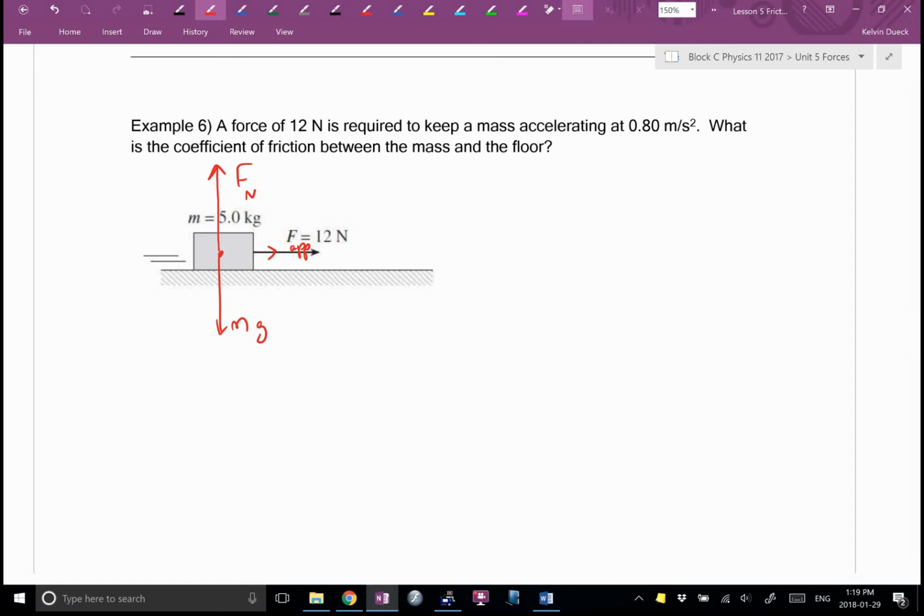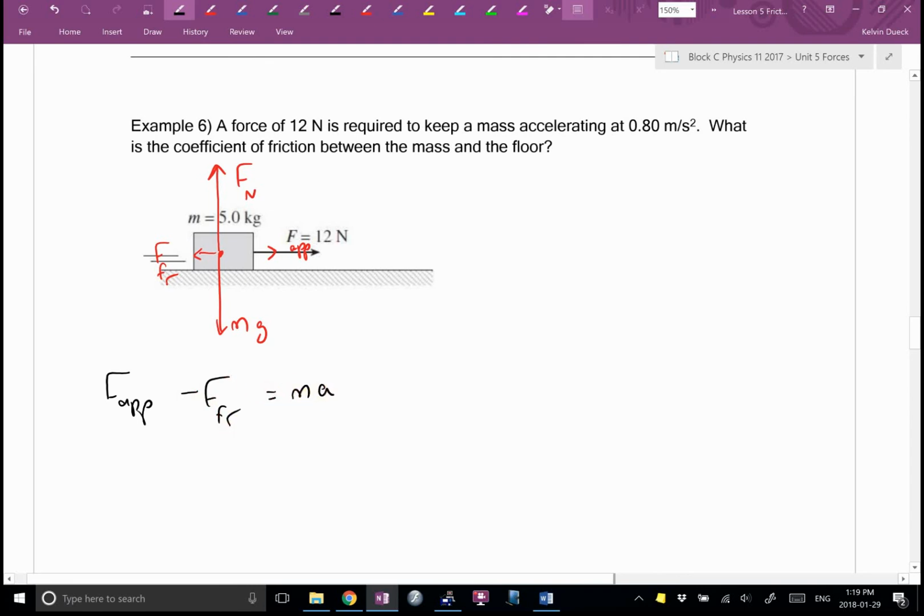Which way? Bigger, smaller, or the same size as F applied? I'm not sure, but I'm going to gamble that it's smaller, because otherwise why would they be asking this question? Which isn't good physics, that's just good test writing. All right. Who's winning? Who's the loser? What does winner minus loser always equal?